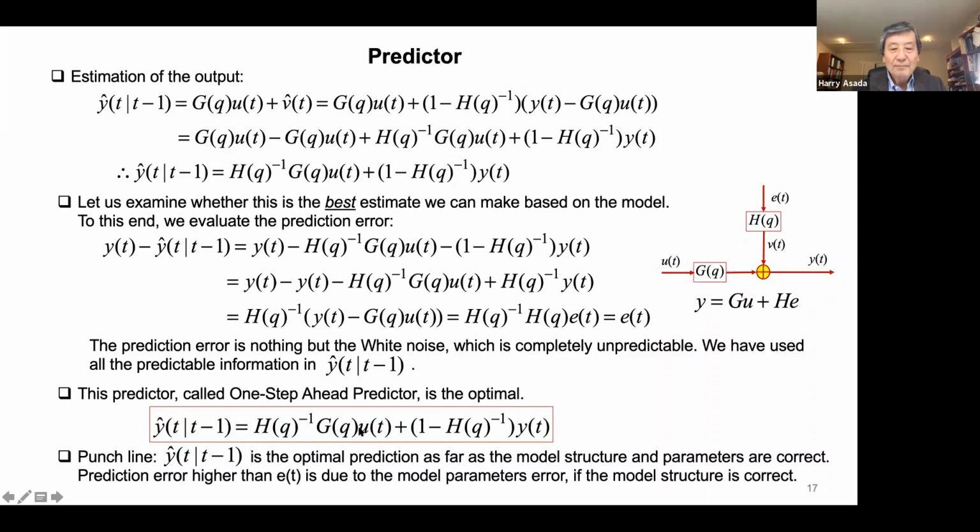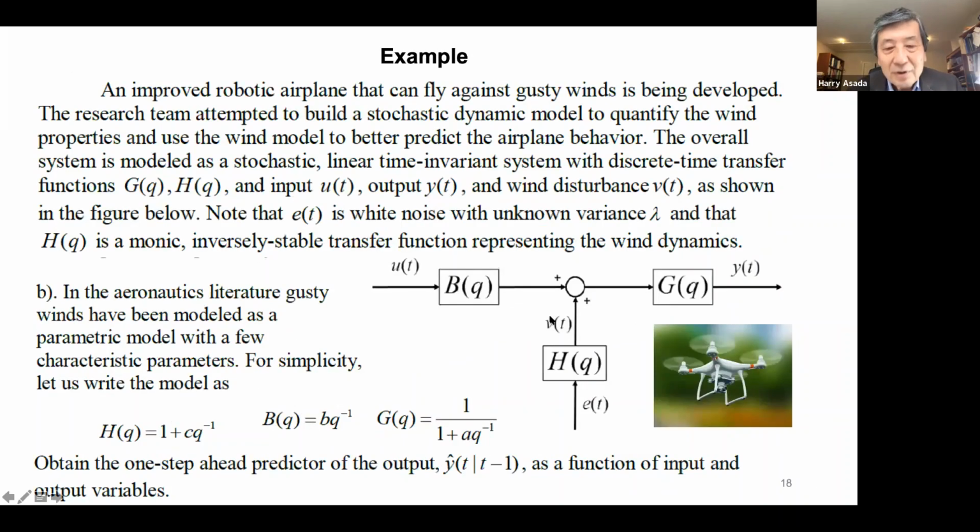So, let me just work out one example. Then I entertain some questions. So this example, an improved robotic airplane, basically a drone that can fly against the gusty wind, is being developed. The research team attempts to build a stochastic dynamic model to quantify the wind properties, and they use a wind model to better predict the airplane behavior and better handle the gusty wind.